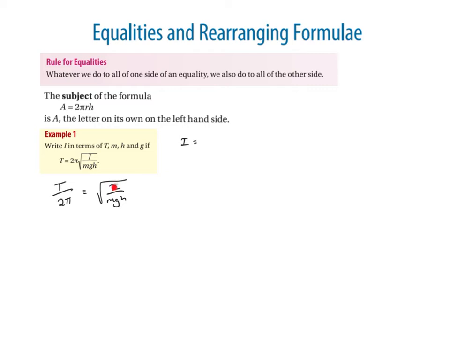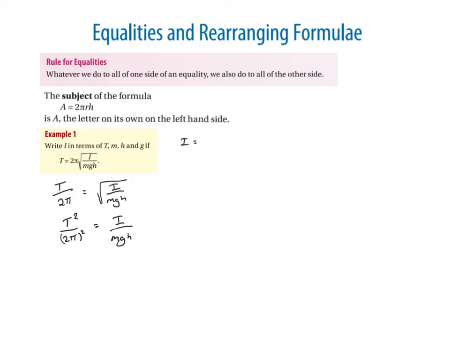I'm at I, I get divided by mgh. I am then square rooted. What is the last thing that happened to me? I was square rooted. What's the opposite of square rooting something? I have to square it. So I'm going to square everything on the left hand side and square everything on the right hand side. That means I'm going to get T squared on the top, 2 pi all squared on the bottom, is equal to I over mgh.